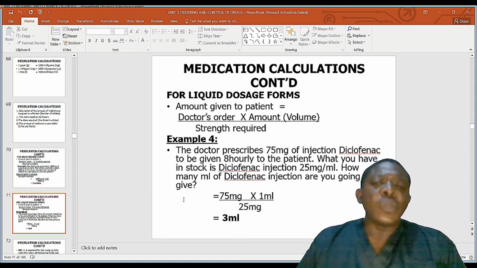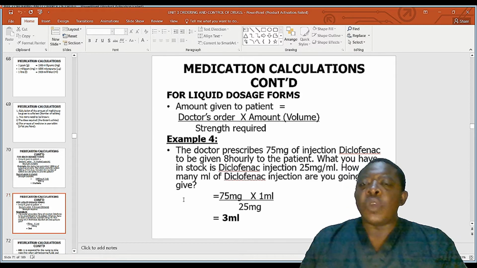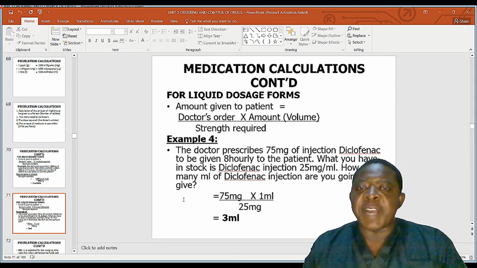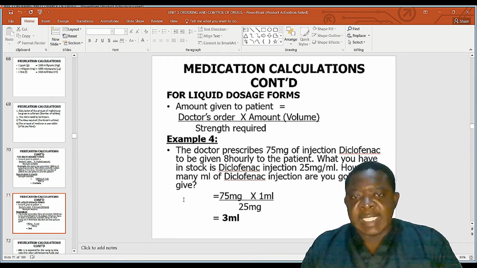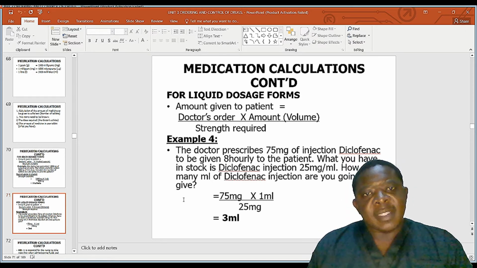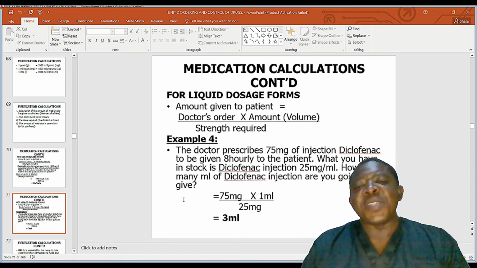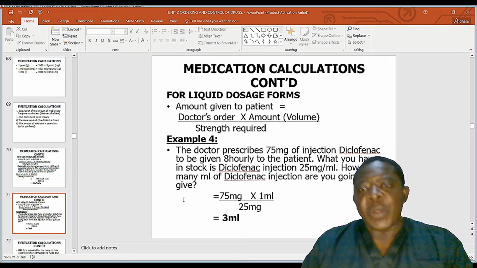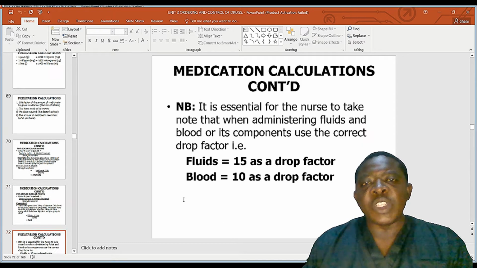In trying to check this out, we are saying 25 milligrams per ml. So each and every ml has the strength of diclofenac of 25. So how many 25s are going into 75? 3. So in 3 ml, there is 75 milligrams of diclofenac. That's what that simply means. Please, for injectables, remember times the volume always, the one that has been used to mix. So per ml it's 25 milligrams and the like. So it's important you note that.